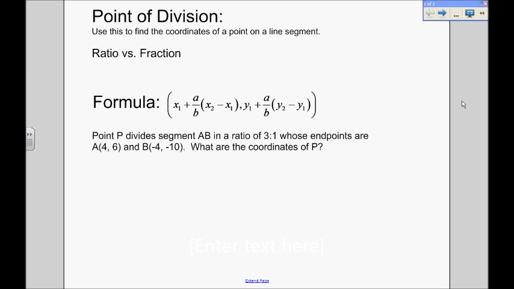This is actually very similar to the midpoint, where we use this to find the coordinates of a point on a line segment. When we did the midpoint, the point that we found was right in the middle. It was halfway in between our points A and B. This time, instead of finding it right halfway, we're going to find it in different parts of the line.